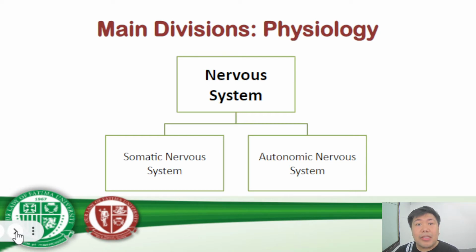When we talk about the physiology, the functions of the nervous system, they're also divided into two. First is the somatic nervous system, which controls or innervates the voluntary structures of the body. So, ang kinokontrol ng somatic nervous system natin ay yung mga body parts natin that we can move voluntarily. Basically, our skeletal muscles, kasama na rin dyan, of course, ang ating skin at ang mucous membrane.